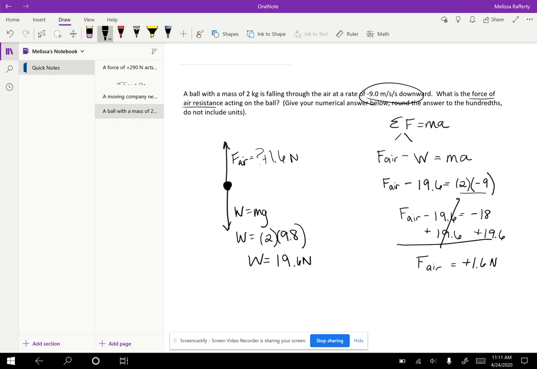All right, so then it says enter your answer, round to the hundredths, do not include units. So you would enter this answer as 1.60. No units, no direction. Okay, just like that.